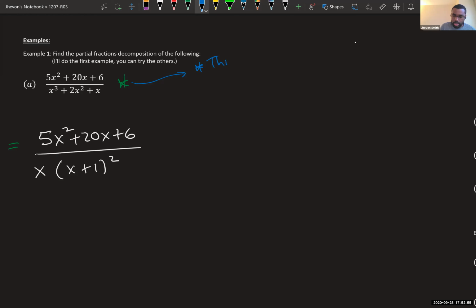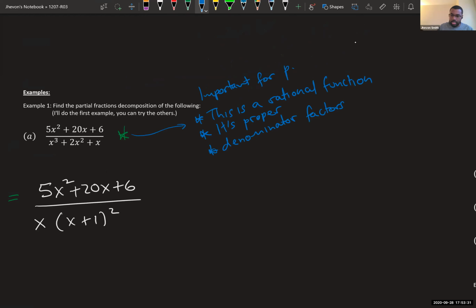Now, it's important that we did check: 1, this is a rational function; 2, it's proper, right? The degree on the numerator is 2, the degree on the denominator is 3. You want the denominator to have higher degree than the numerator, and 3, the denominator factors. So these are important for partial fractions. All bets are off if you don't have these things. So that's just a reality check for you.